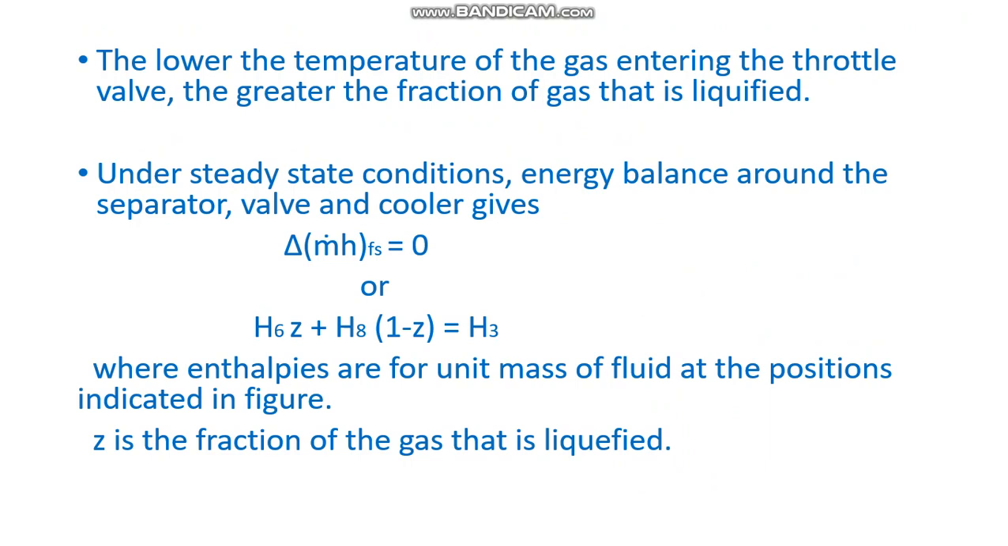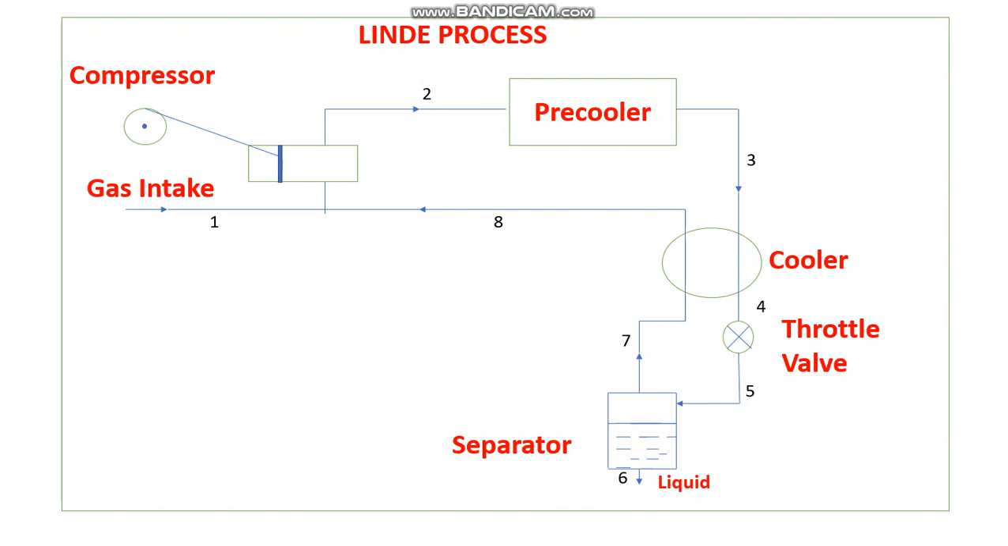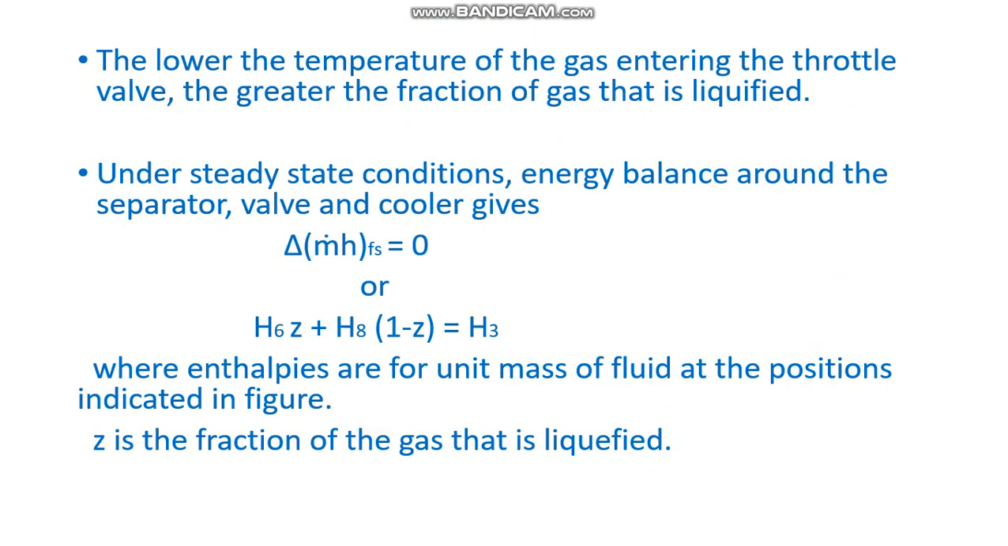You can see the different points represented by numbers. At these points we take the enthalpies and, based on those enthalpies, we evaluate the energy balance equation and then the required fraction of gas that is liquefied. From this we can calculate the value of z.